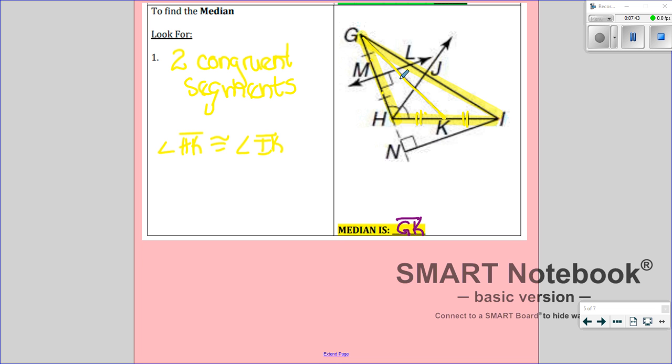Because it starts from the vertex and goes to the opposite side, to the midpoint of that opposite segment, and creates two congruent segments. So don't get confused with perpendicular bisector and median. Median, two congruent segments. Perpendicular bisector, two congruent segments, and a 90-degree marker.